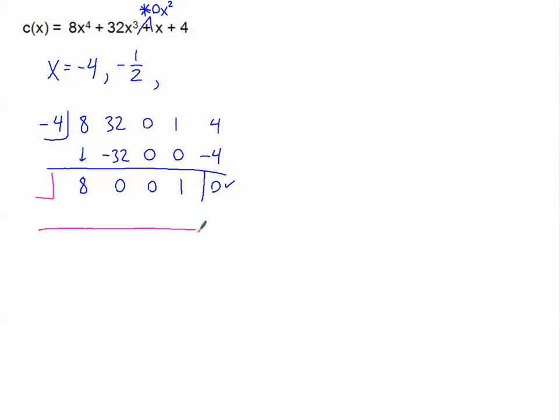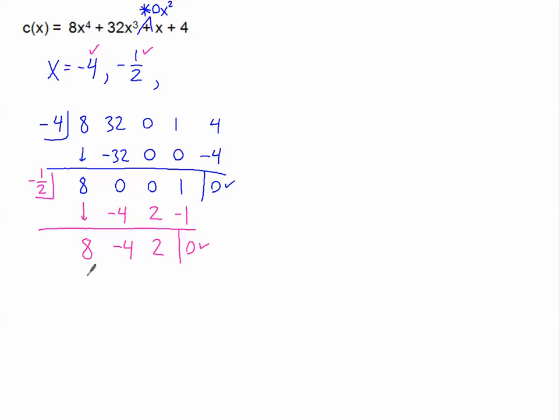I call this a nice double stack. I've already used the -4 and I've proven that it's a 0. Now let's use -1/2. We can do that. That's not a problem. Drop down the 8 yet again. -1/2 times 8 is -4. Add it up. -1/2 times -4 is +2. Add it up. -1/2 times +2 is -1. Add it up, and we've proven that that is also a 0. And we've taken an 8x to the 4th, depressed it to 8x cubed, and now depressed it to 8x squared. So this is my quadratic.